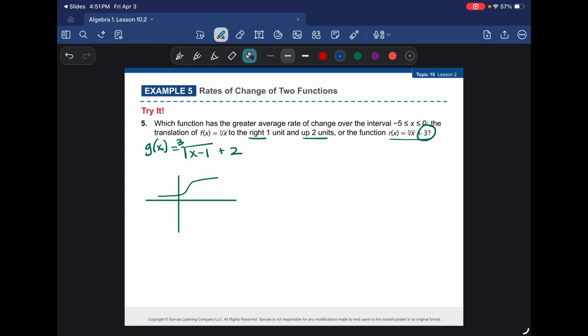Let's try r of x. It's only shifted up 3, so I know it's still going to have its change in direction at 0. It's just going to be up 3 units. Better go up 1 more. Okay, there's my rough sketch. It's not too great. So if I'm looking at from -5 to 0, I'm looking at this section somewhere over here, okay?